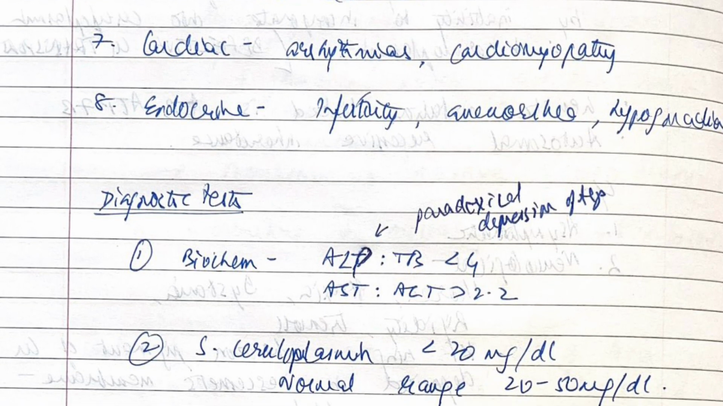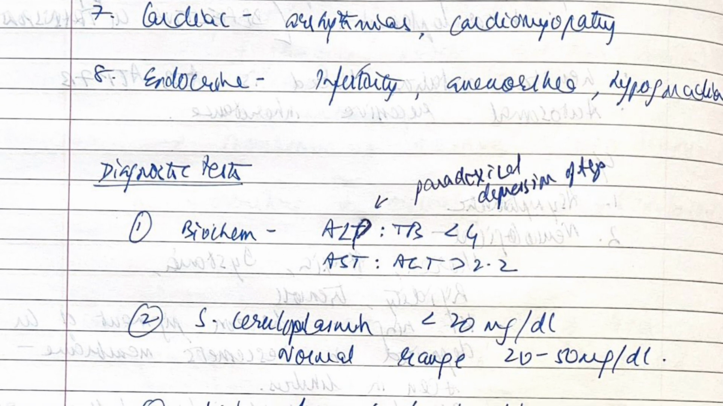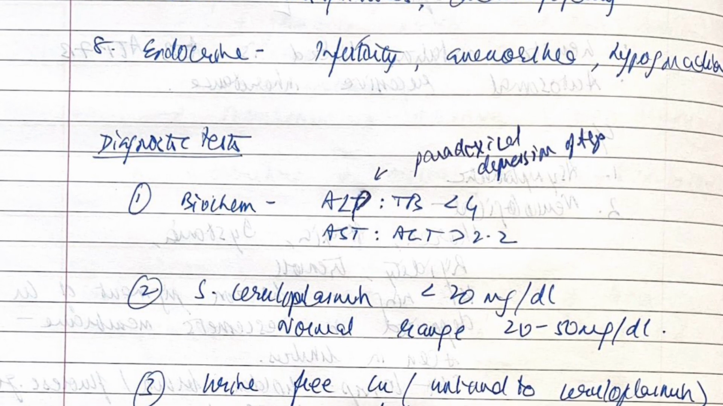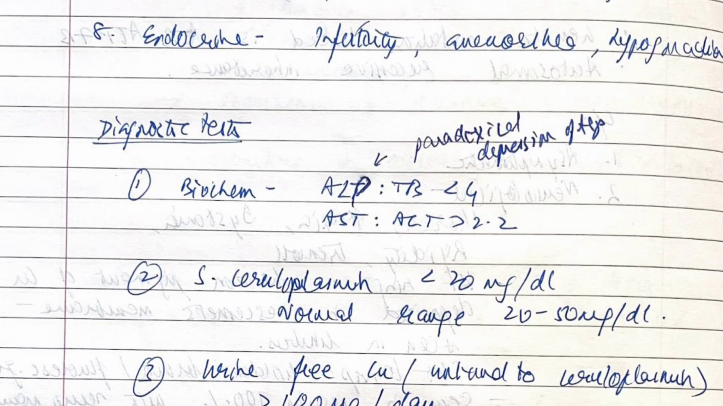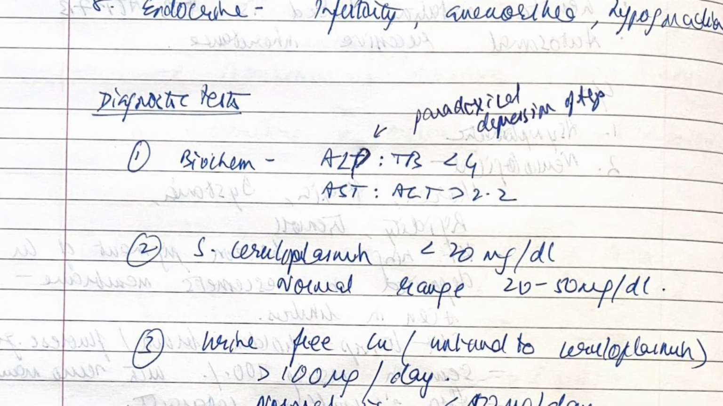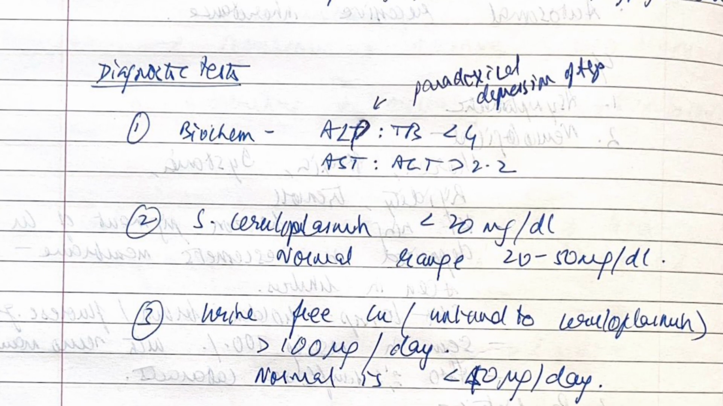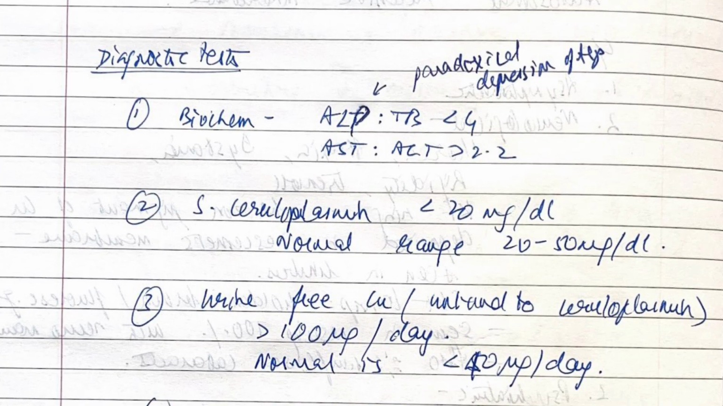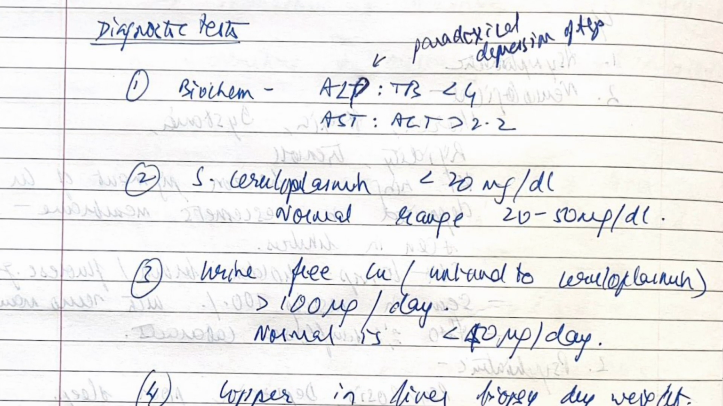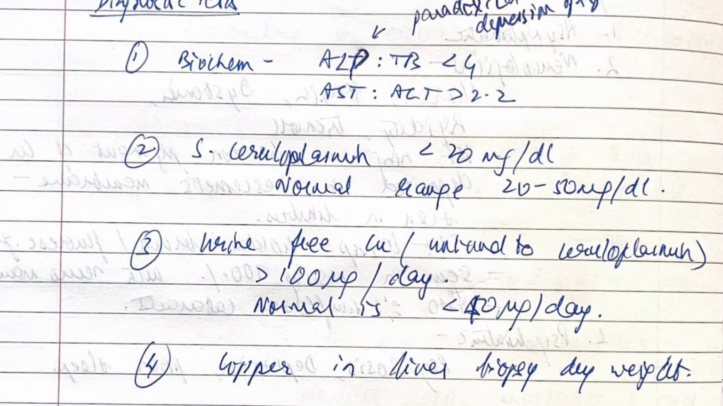The diagnostic biochemistry tests would be alkaline phosphatase to total bilirubin of less than 4, and AST to ALT more than 2.2. The ceruloplasmin drops to less than 20 milligrams percent, but the normal range is 30 to 50. Urine-free copper is elevated to more than 100 micrograms per day. The normal excretion is less than 50 micrograms per day. Some places say 40 micrograms per day. And what we measure is the unbound copper.